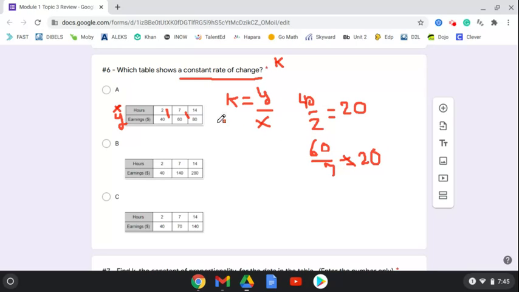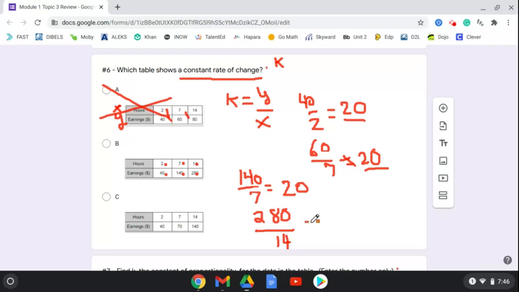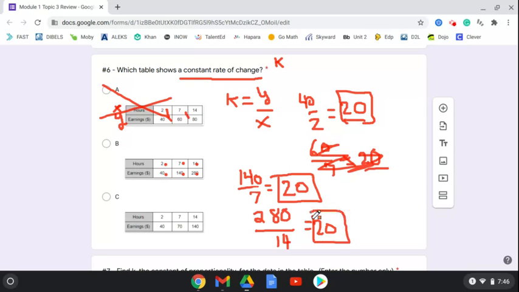Okay? And so because there's not a consistent k, I'm not getting the same number every time I put my y value over my x value, Table A is out. Okay? Go on to Table B. 40 over 2, we said, was 20. 140 over 7, 140 divided by 7, this would be 20. 280 over 14 would also give us 20. So each time we got 20. And so, yes, we have a constant rate of change here. Our answer would be B.